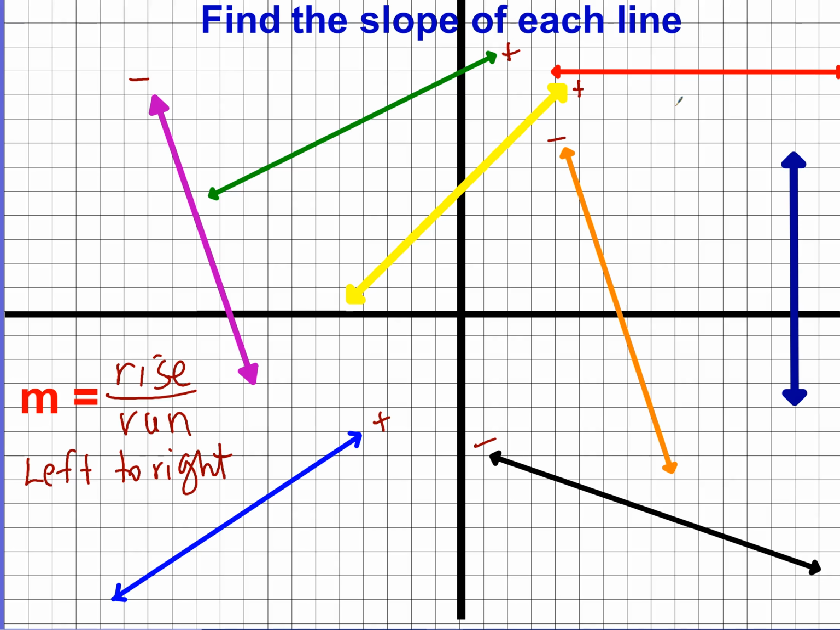The lines with zero slope will be this horizontal line, 0. And this line with the undefined slope will be this vertical line. So let's find the slopes of the line.